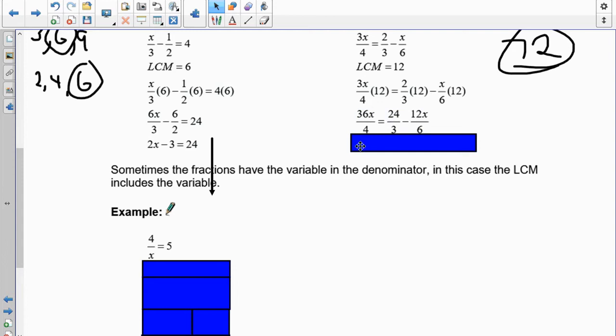36 divided by 4 is 9. 24 divided by 3 is 8. 12 divided by 6 is 2. There you go. All of our fractions are now gone.